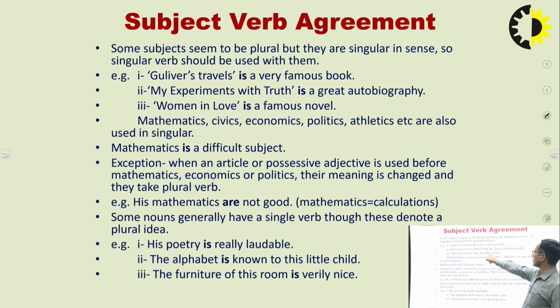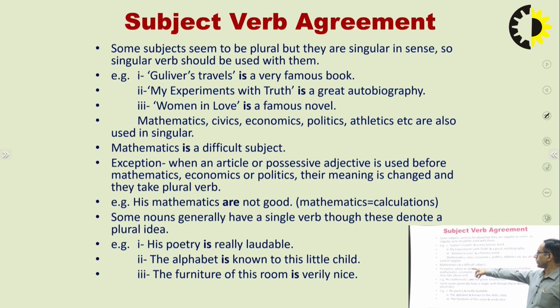My Experiments with Truth is also a book, an autobiography. So it is a great autobiography. Women in Love is a famous novel. Yes, this is very common. Everyone knows. But here you will have to pay attention. Mathematics, civics, economics, politics, athletics, etc. are also used as singular. Although we are seeing S at the end of the words, so it seems that they are plural, but they are not plural. They are the name of one thing or one subject, right? Whether you say mathematics, civics, economics, they are the names of subjects, singular. So we are using: mathematics is a difficult subject.